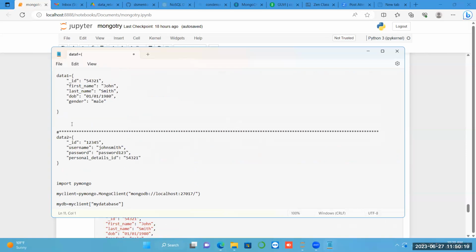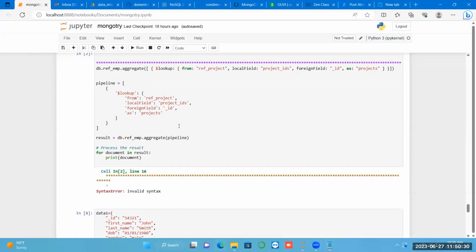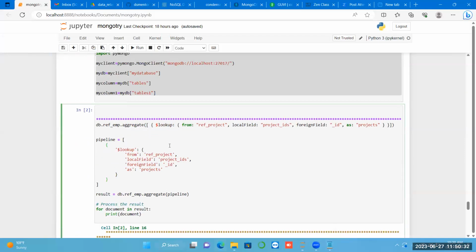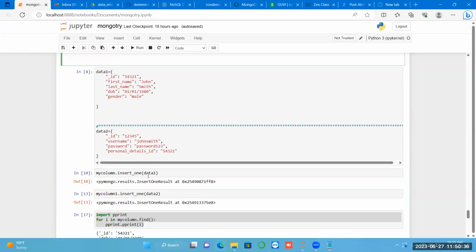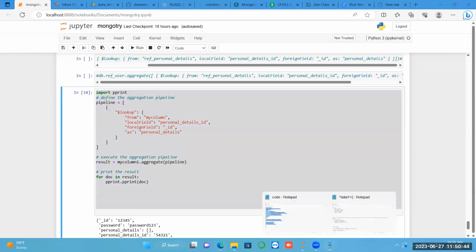Yes, sir, I have the pipeline. Go to the pipeline code in your Jupyter notebook. Copy the code from there in the Jupyter notebook. Not this one, not this one. Go below. Yeah, this one. Copy this one, and paste in that. Then you save it.